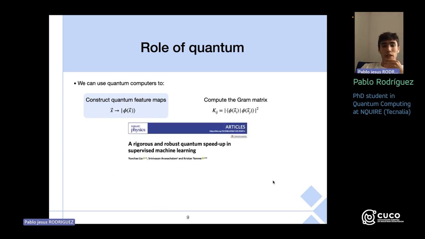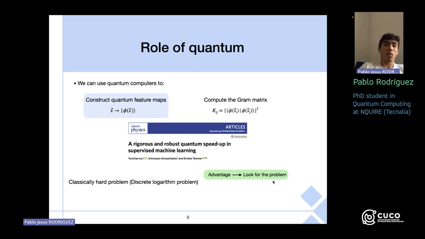Another very relevant work here is A Rigorous and Robust Quantum Speedup in Supervised Machine Learning. In this paper, they show some quantum advantage with respect to the classical approaches. They take a classically hard problem, which is the discrete logarithm problem, and to solve it, they use the quantum Fourier transform and the basic concepts of Shor's algorithm to construct a feature map which is very suitable for this problem. What they do is they know where we have advantage, which is in the quantum Fourier transform, and they look for a problem which can be solved with this advantage. This is like the inverse way.